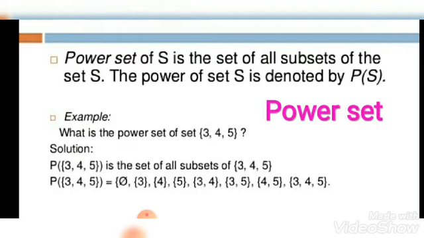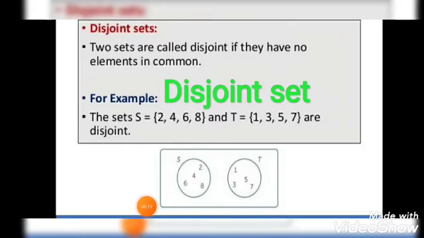Next type of set is disjoint set. The definition of a disjoint set is: two sets are called disjoint if they have no elements in common. If there are no common elements in the two sets, those are called disjoint sets.